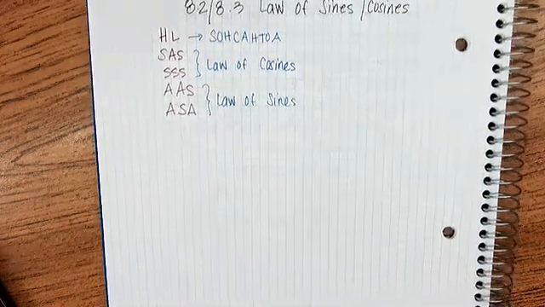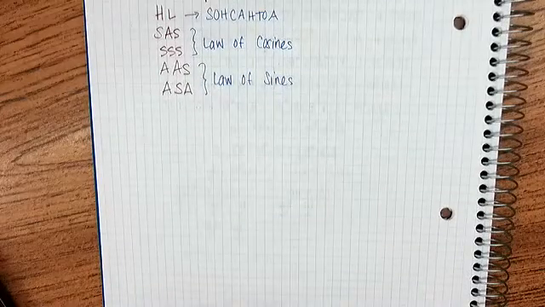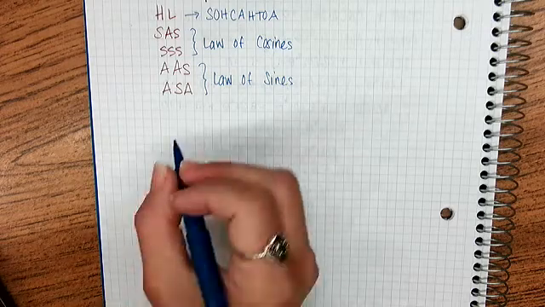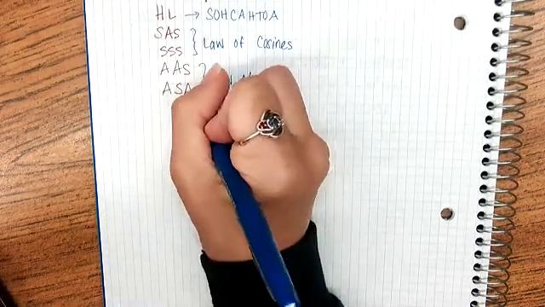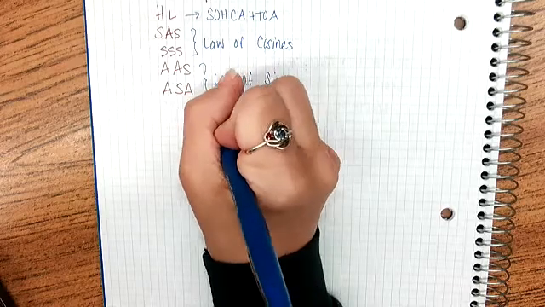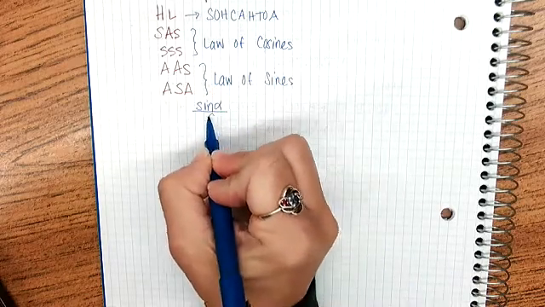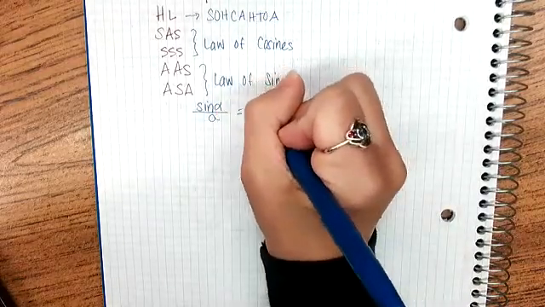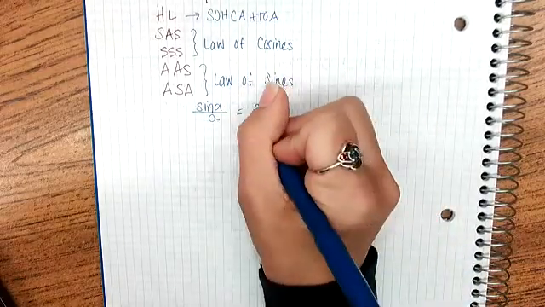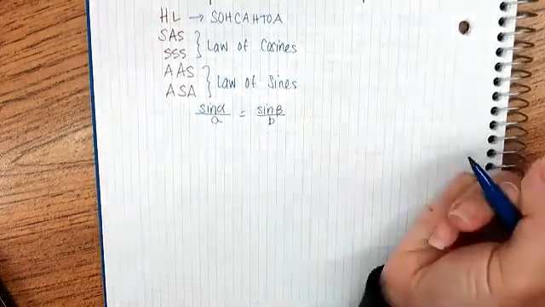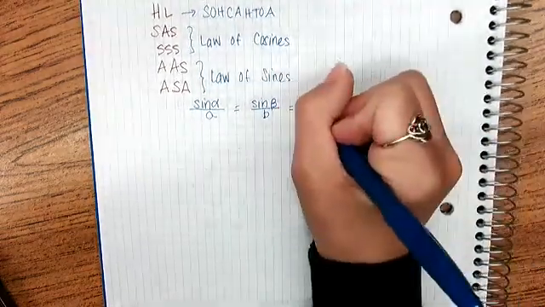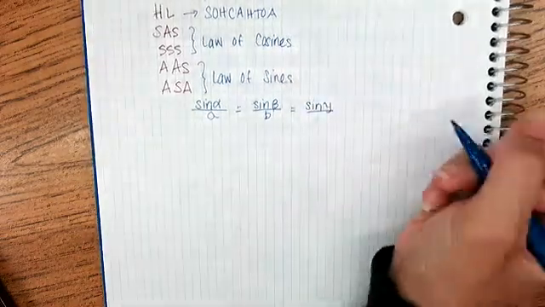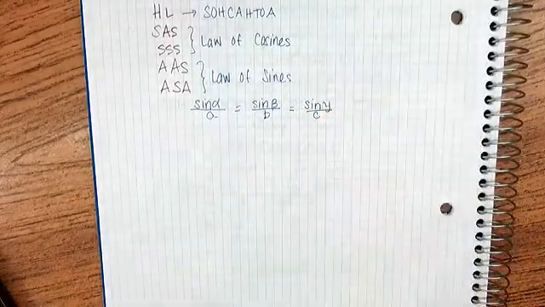Just going to write it all out and we'll explain. So the law of sines, hopefully you remember this from last year, says that the sine of some angle alpha divided by the length of its side, which is A, is equal to the sine of some angle beta divided by the length of its side, is equal to the sine of angle gamma over the length of its side, C.